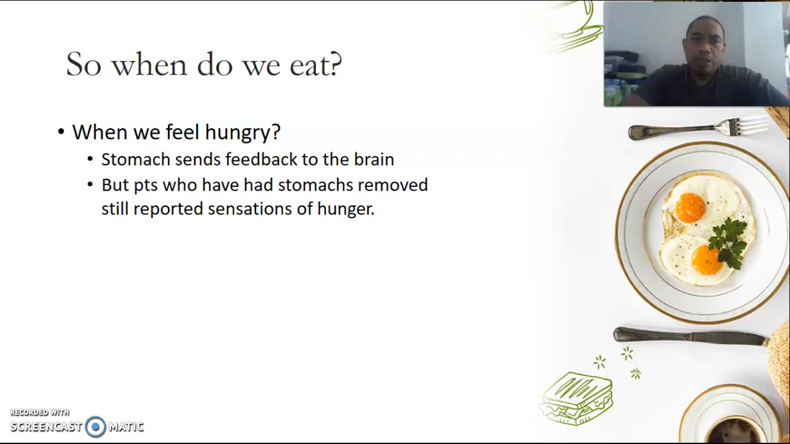So when do we eat? Do we eat when we feel hungry? Do we eat because our stomach gives a signal to the brain? No, because people without a stomach, patients who have had surgery to remove their stomach, can still feel hungry. So what actually makes us feel hungry?